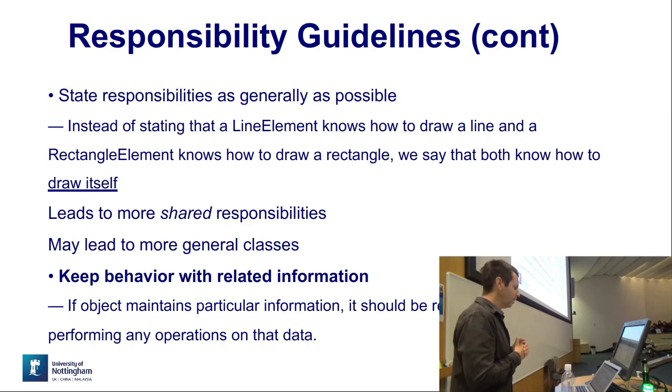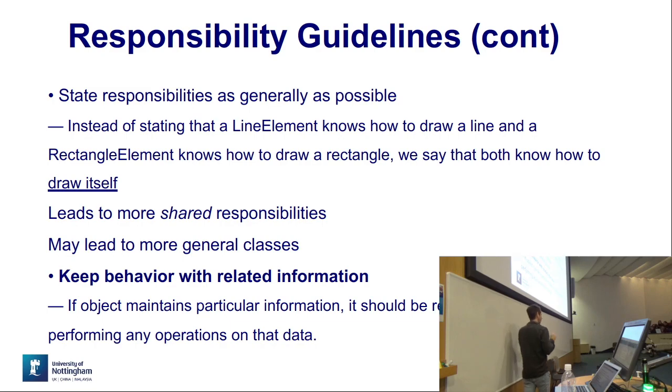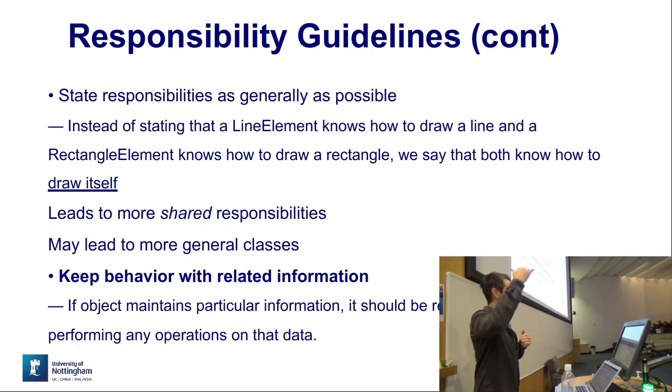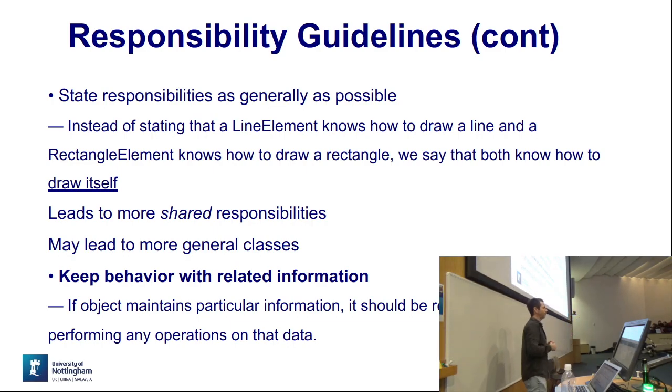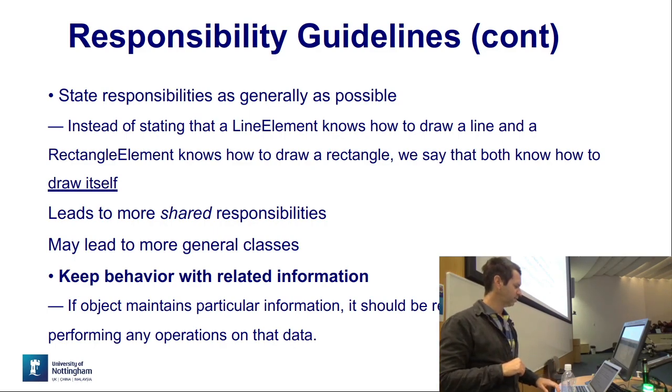So that leads to more shared responsibilities. If we have a line element that knows how to draw itself with a method called draw, and we have a rectangle element with a method called draw, we can then introduce a parent class, called drawable object, and it has the responsibility of drawing itself. Right? So that's what this line means, leads to more shared responsibilities.